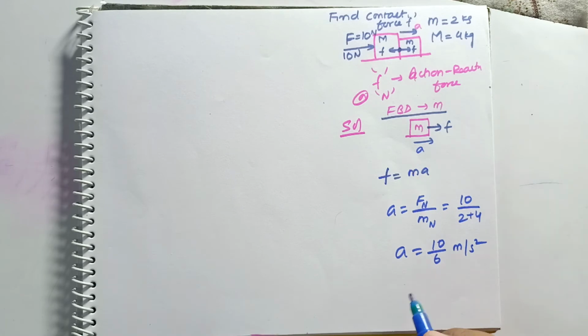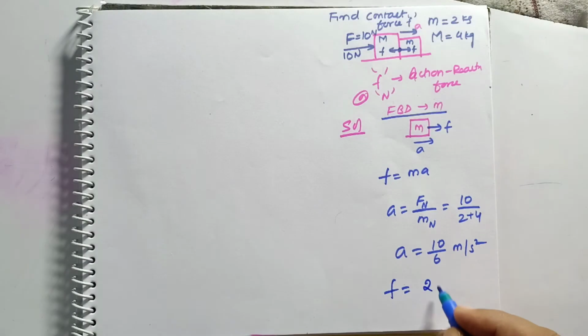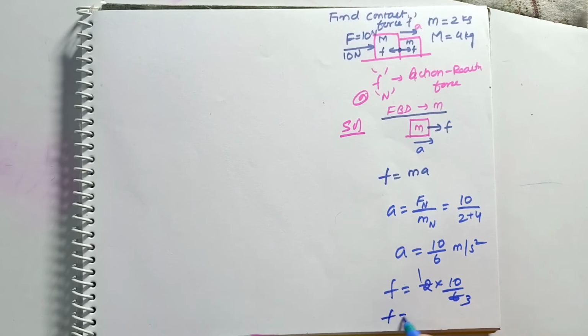It is very simple. We can find out the contact force also, that is F is equal to small m into a, that is 2 into 10 by 6. So 1 times, this is 3 times. So contact force can be 10 by 3 newtons. Like this also we can find out.